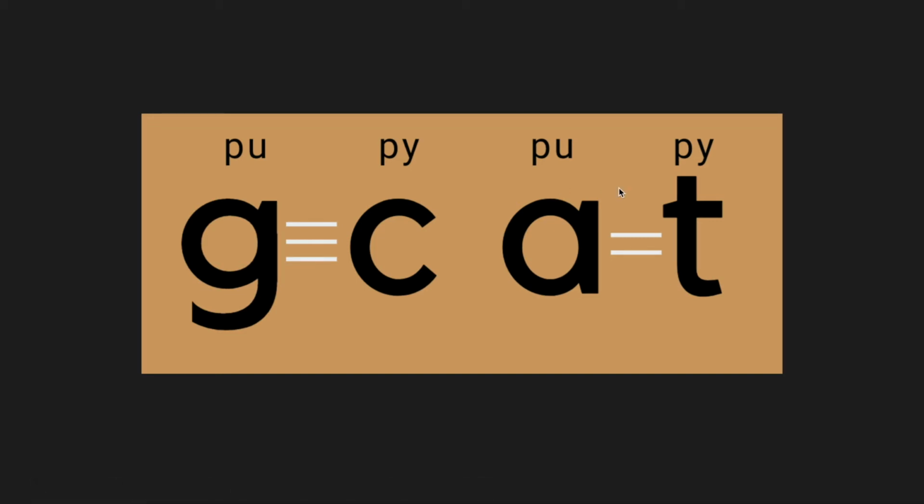So if you remember GCAT puppy, you'll remember which ones are paired together, the bonds between each of the nitrogenous bases, and the amount of rings that they have as well. So this is kind of helpful.